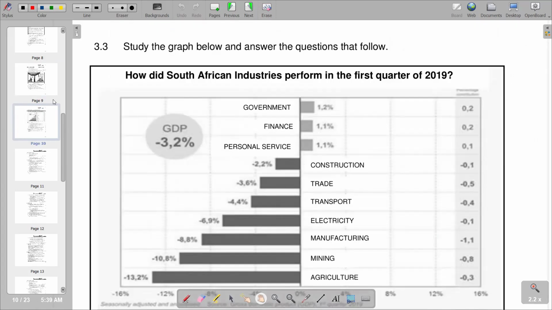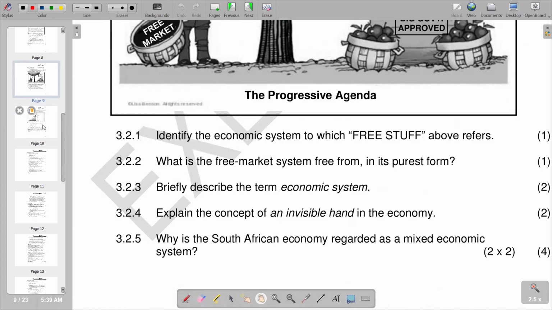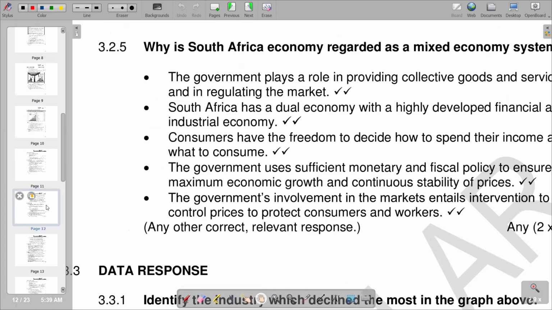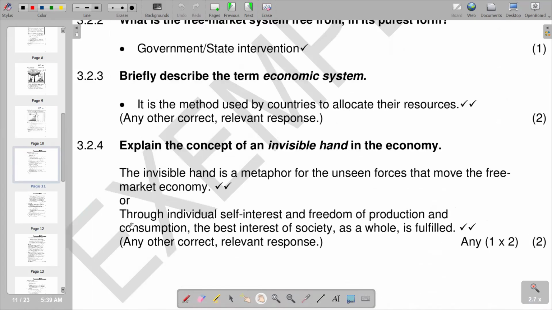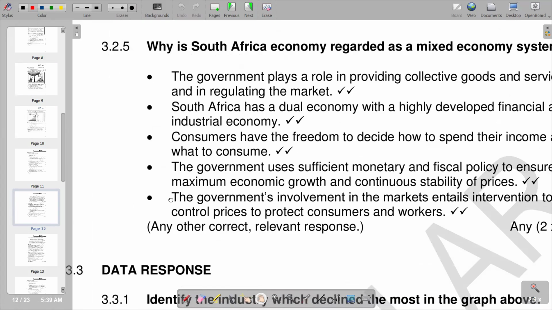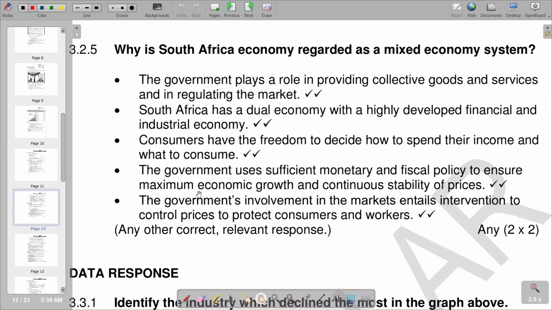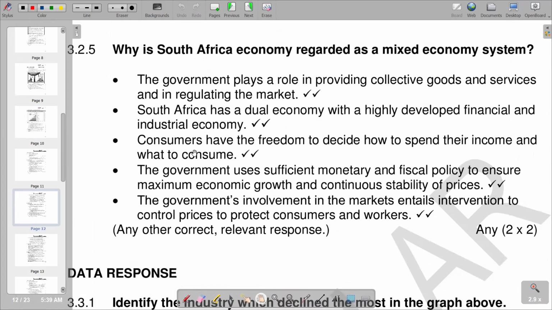And we move on to the other section to see what we have in terms of that explanation, of why South Africa is regarded as a mixed economic system. So the first point is saying the government plays a role in providing collective goods and services and in regulating the market. And we are seeing the part of the government on the first point.